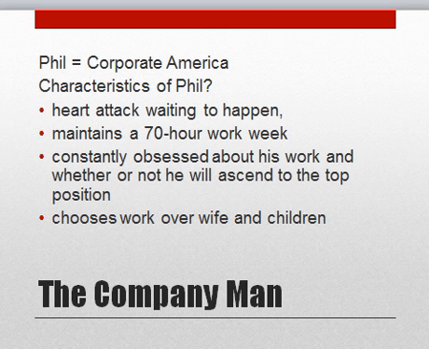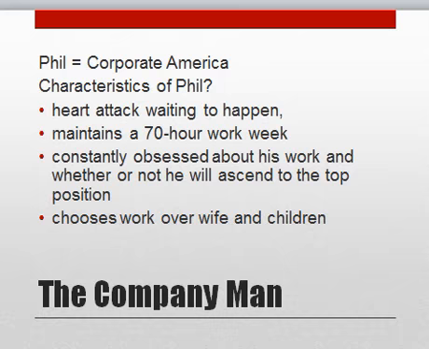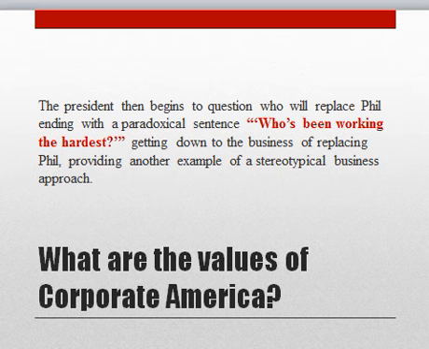So what are some characteristics of Phil? He's a heart attack waiting to happen. He maintains a 70-hour work week. He's constantly obsessed about his work and whether or not he will ascend to the top position. And he chooses work over wife and children constantly. So what's being pointed out here, and what Goodman is making us question, is the values of corporate America.